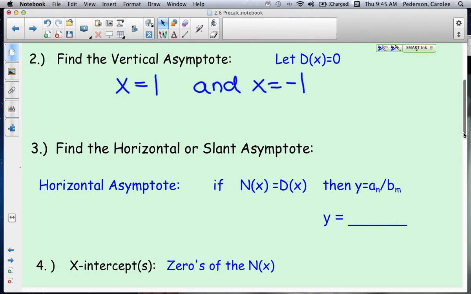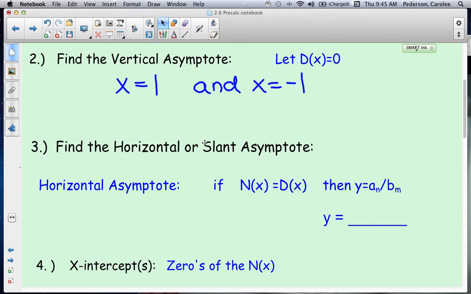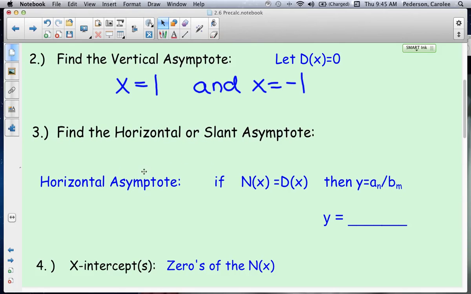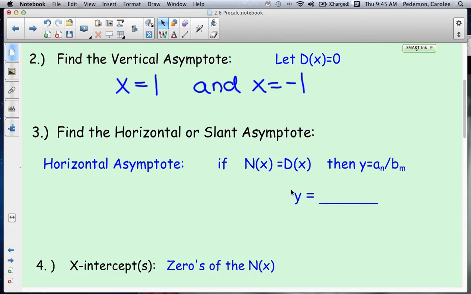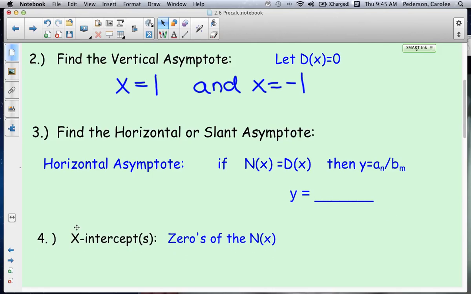Then the next thing I do is I go out and find if there's a horizontal asymptote or a slant asymptote. And I'm looking at the degrees of the numerator and the denominator when I'm checking for a horizontal.